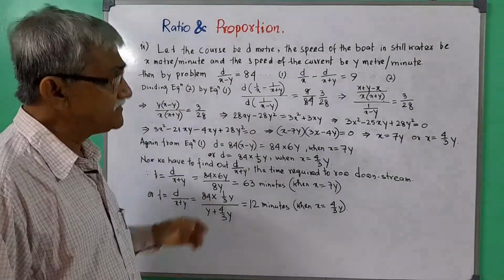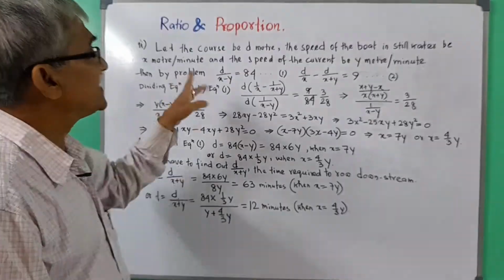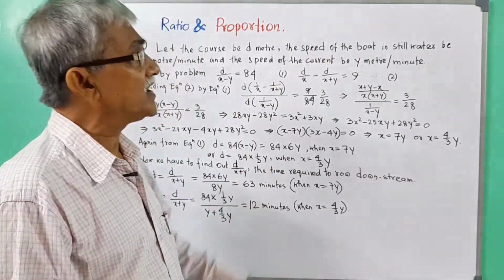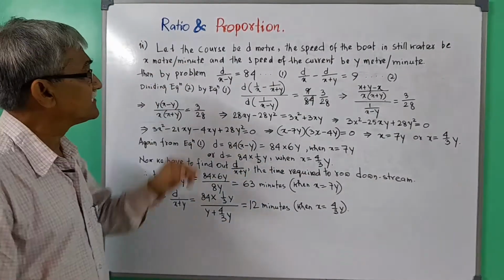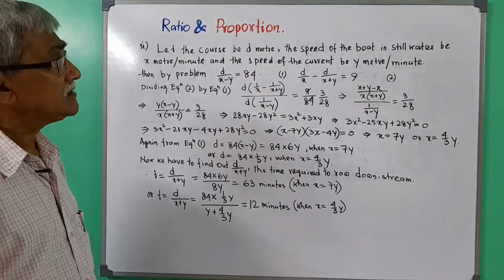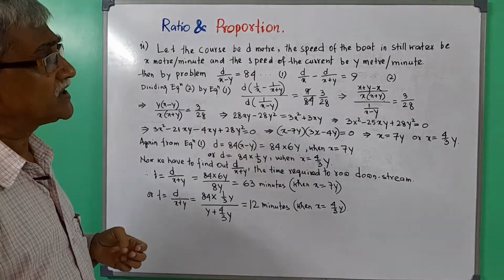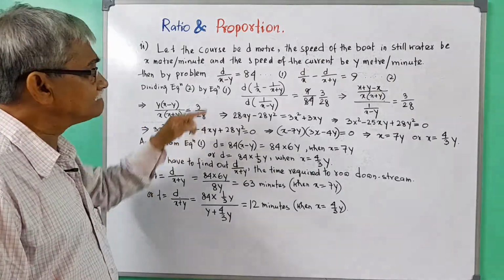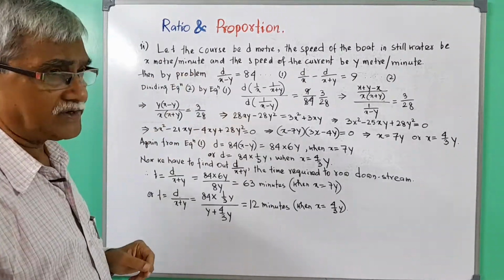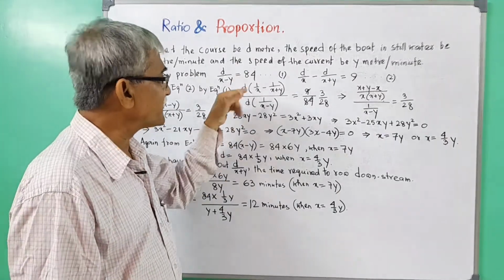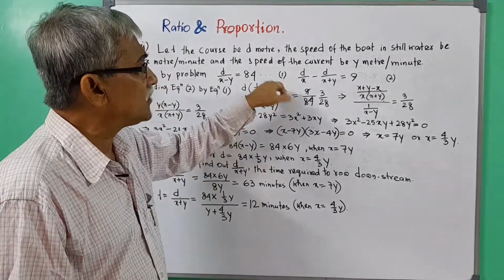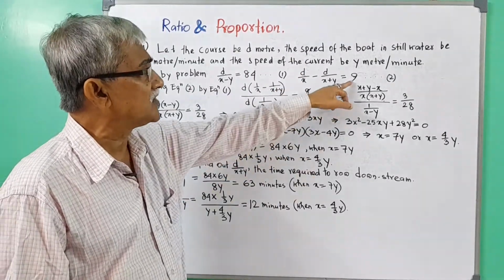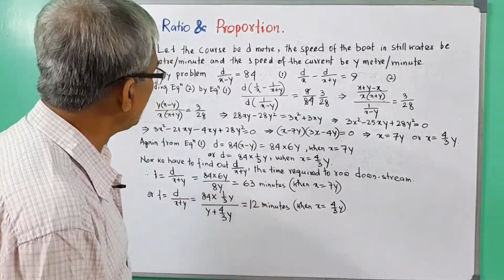Let the course be d meters, that is the distance the boatman has to cover. The speed of the boat in still water be x meters per minute, and the speed of the current be y meters per minute. Then by the problem, d by x minus y, going upstream, is equal to 84, equation number 1. d upon x minus d upon x plus y is equal to 9. This is equation number 2.